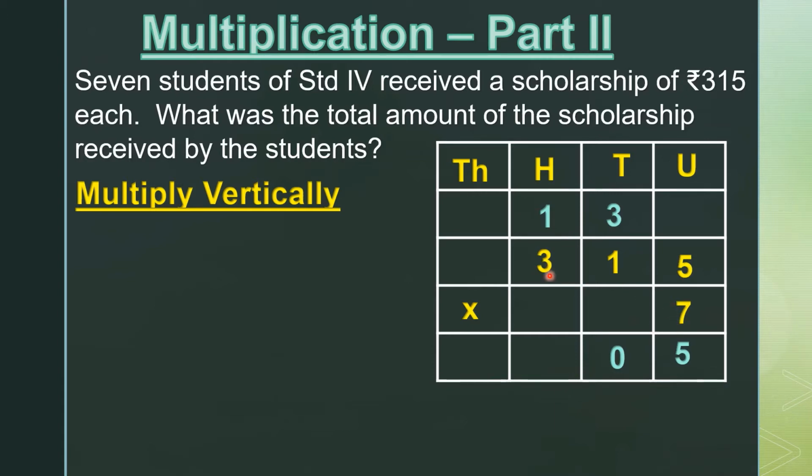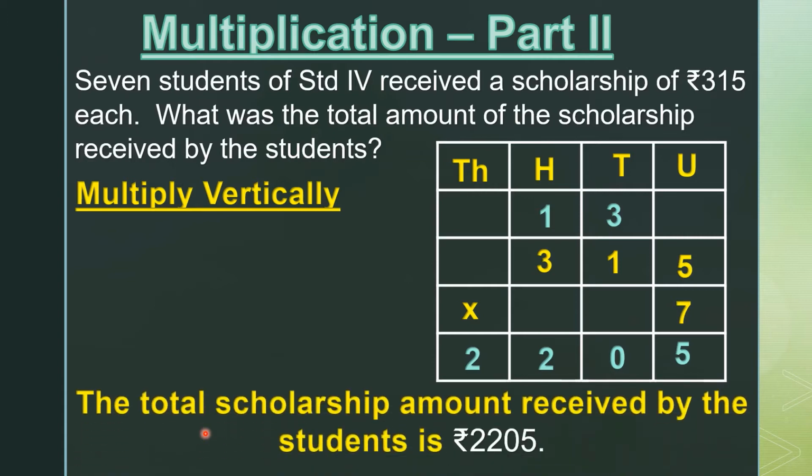Now we multiply 7 3s are 21. 21 plus 1, we get 22. So first we write 2 in hundreds place, then we write the other 2 in thousands place. Now the final answer we have got is the total scholarship amount received by the students is Rupees 2205.